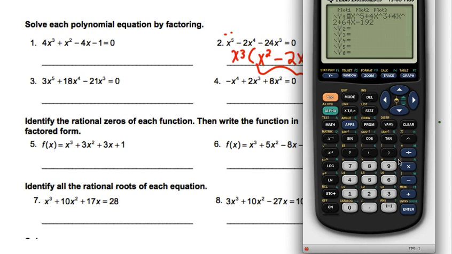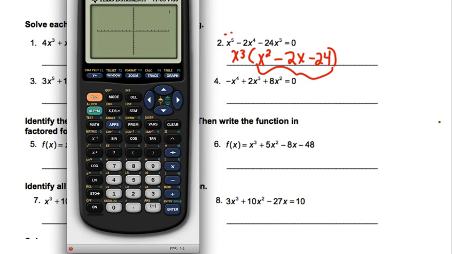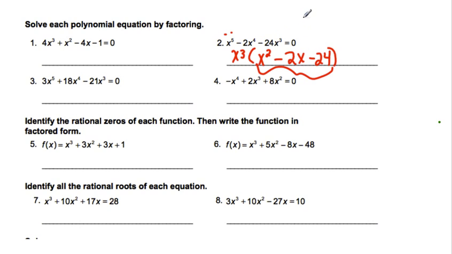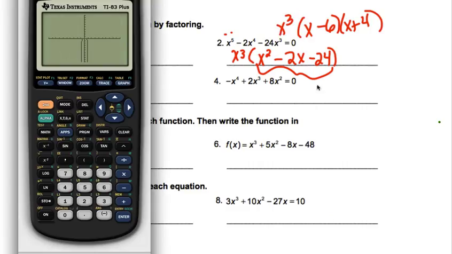X to the 5th minus 2x to the 4th. Watch me put this in, please. I'm not making you do it. And I hit graph. Obviously, what are going to be the roots? Well, if you did this problem already, you know that this goes to x minus 6, x plus 4, and then you have an x cubed. What should my roots be? X equals 6. X equals negative 4.